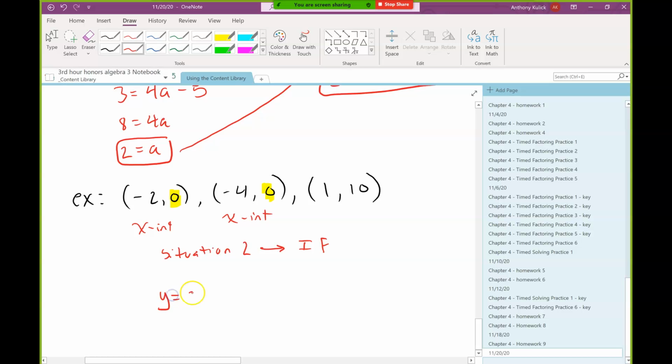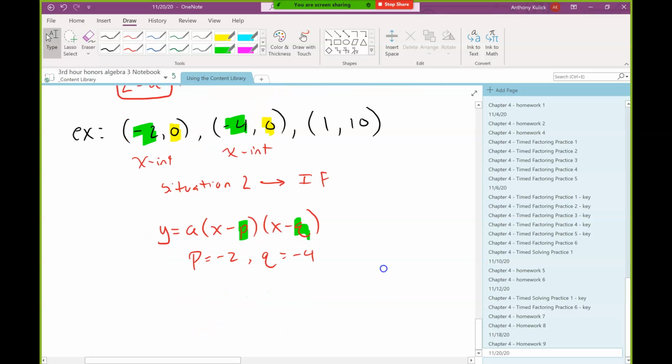So y = a(x minus p) times (x minus q). And if we remember from intercept form, when we found x-intercepts in intercept form, the intercepts are just our values for p and q. So again, we're already 2/3 of the way there, right from jump. All that we're left still to find is a.